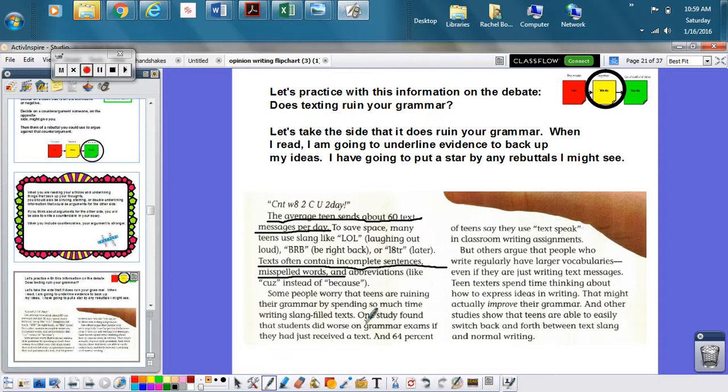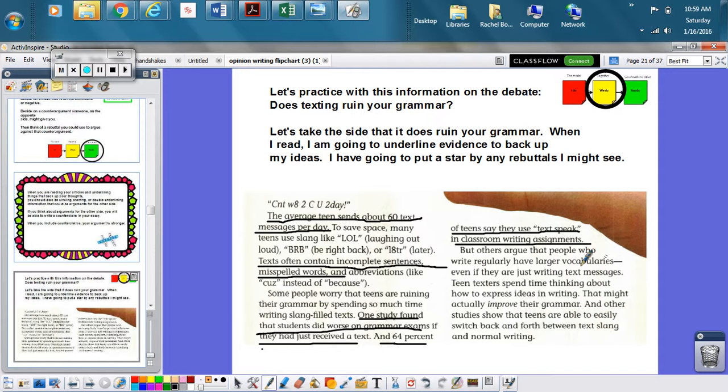So the students had me underline that one study found that students did worse on grammar exams if they just received a text. And they're saying that if a study has been done, this could be evidence to back the point up that texting incorrectly can ruin your grammar. And then they had me underline that 64% of teens say that they use text speak in classroom writing assignments. So I might make a point that students, when they're writing an essay or writing formally in classroom, are still using this type of slang they used when they were texting on the phone, and this affects 64%.